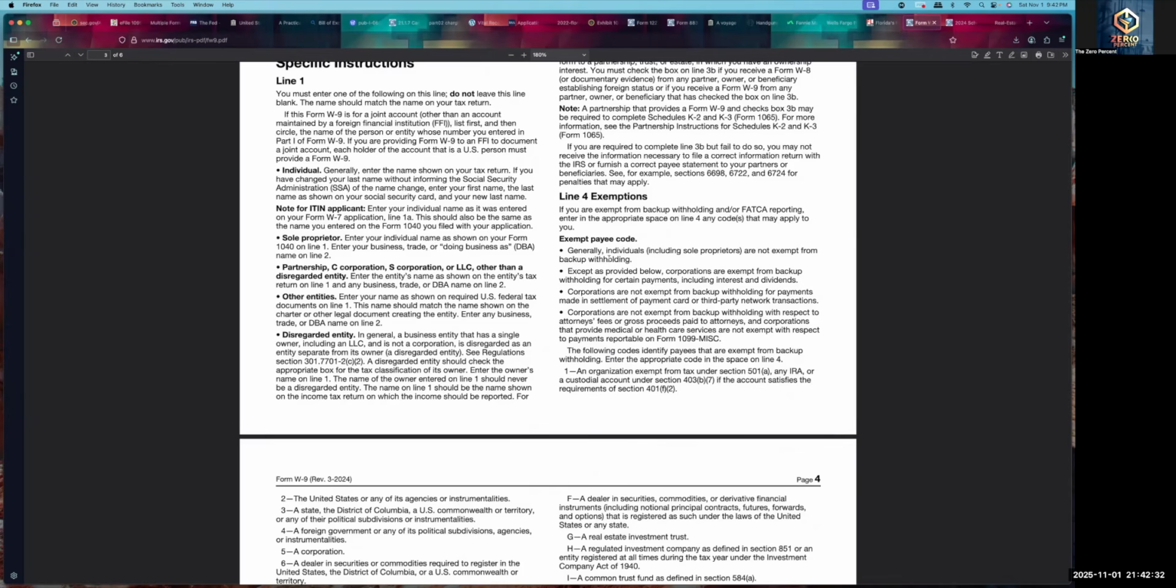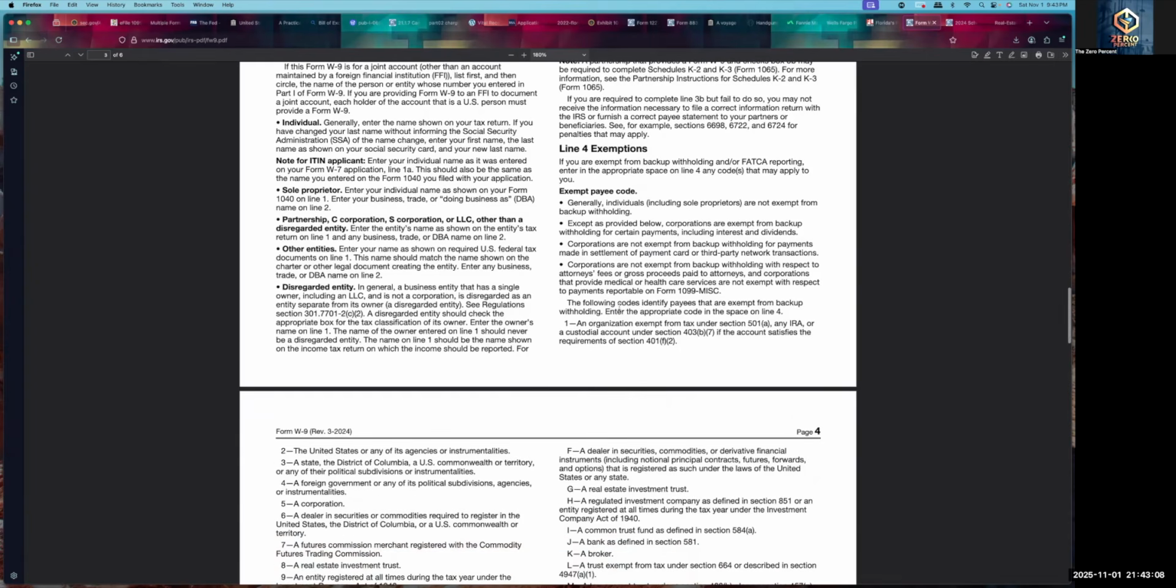When you look at all these forms and look at the double talk that goes back and forth between them, you start to see that there is truly only one way to be tax exempt here. And that's what we show. Number 2, except as provided below, corporations are exempt from backup withholding for certain payments, including interest and dividends. That's very key. Corporations are not exempt from backup withholding for payments. Corporations are not exempt from backup withholding with respect to attorney's fees.